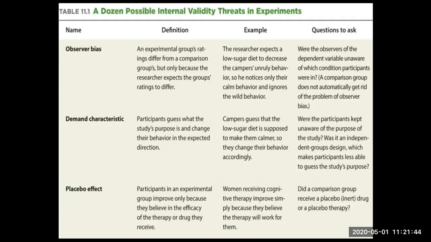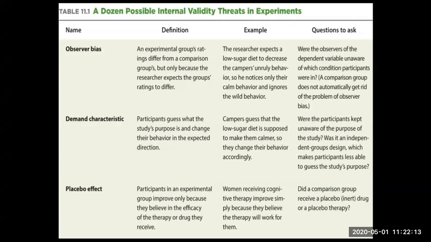And then, of course, also involved in that is the placebo effect. Participants in an experimental group improve only because they believe in the efficacy of the therapy or drug that they are receiving, not because it's actually doing anything. So in this case, for the women who were very depressed, women receiving cognitive therapy improve simply because they think that any type of therapy will work for them.